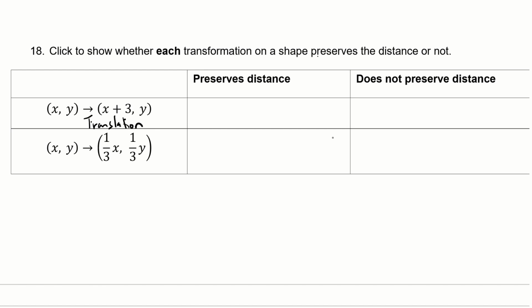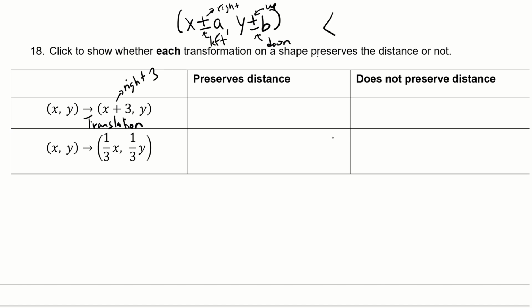All right, so translation, so this is moving to the right 3. Remember the translation, it works like this, x plus or minus a, y plus or minus b, and if you're doing plus a, that's moving to the right. If you're doing minus a, where a is a number, you're moving to the left. If you're doing plus b, you're moving up. And then if you're doing minus b from y, you're moving down. Okay? This is equivalent to the translation vector ⟨a, b⟩, right? Which means that if it's positive a, you're going to the right. If it's negative a, you're going left. Plus b, you're going up. Minus b, you're going down.